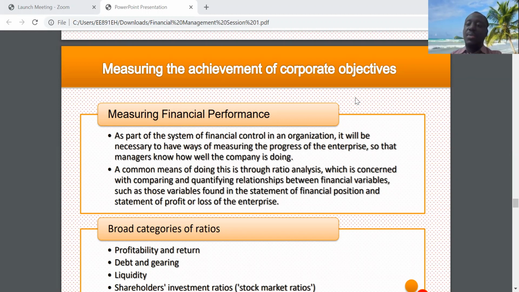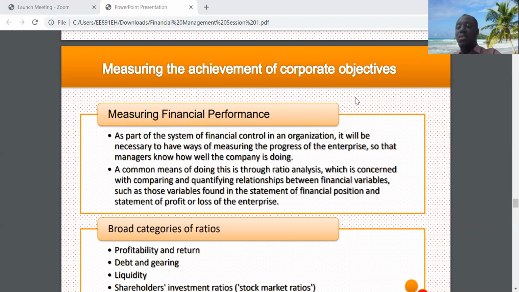So, measuring the achievements of corporate objectives. Financial performance has to be measured. It helps the organization to track its progress financially. It's also necessary to find ways of measuring the progress of an organization so that managers can know how well they are doing. You always want to know how well you're doing, and you can't find out except you measure. A common way of doing this is through what we call ratio analysis.